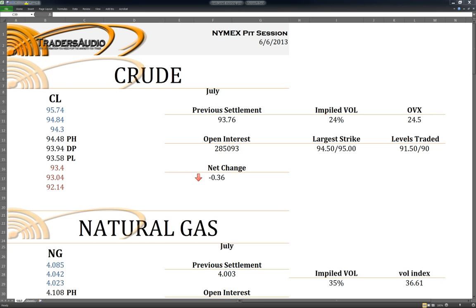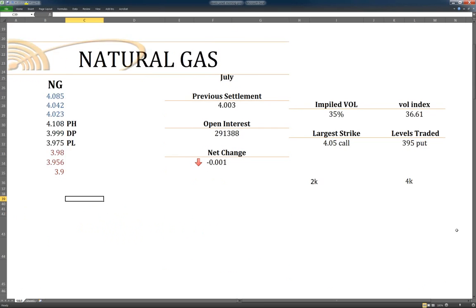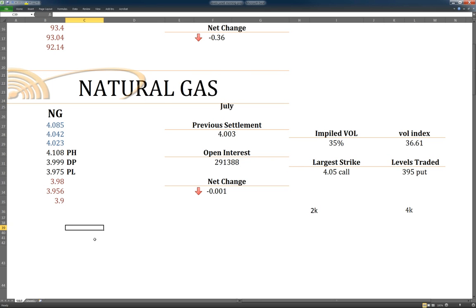Real quickly, natural gas, let's rock and roll here, guys. High yesterday in the natural gas, 401.80. Low, 397 and a half. We ended up closing and settling the day at 4.03. Daily pivot today, 3.999. So 399.90 is going to be your daily pivot today.